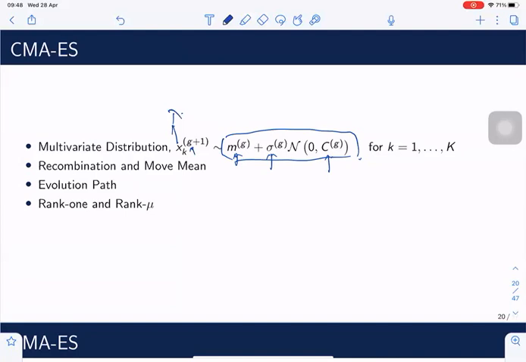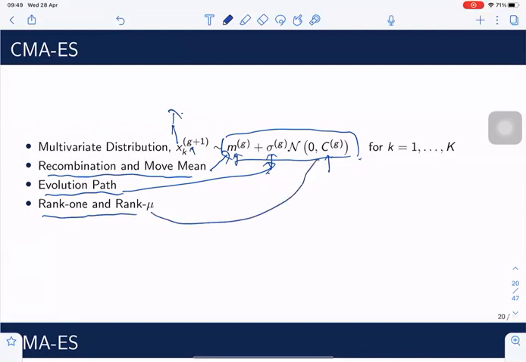Because you want to find the shortest path to the optimal solutions, right? So people propose to use the recombination and movement to update the mean. And they also use the evolution path to update the sigma. And by combining rank 1 and rank mu to update the covariance. And the novelty of CMA-ES is because of combining the rank 1 and rank mu.